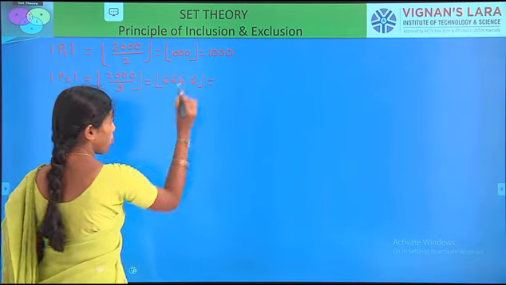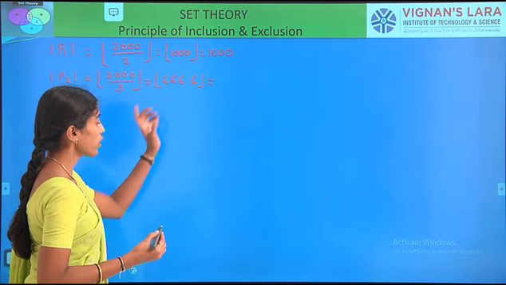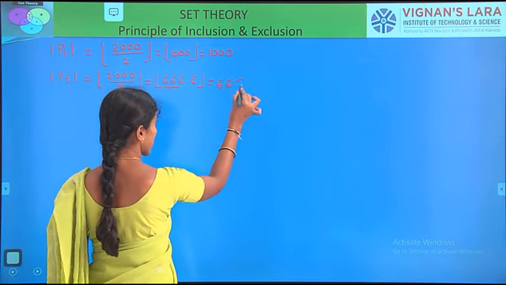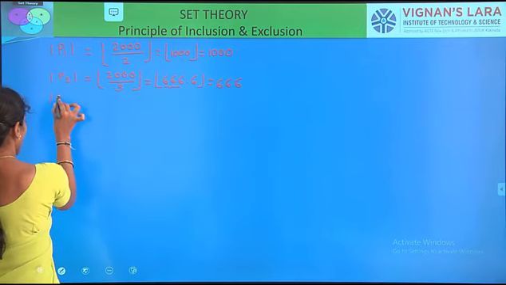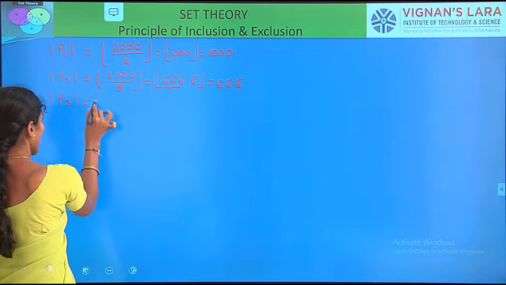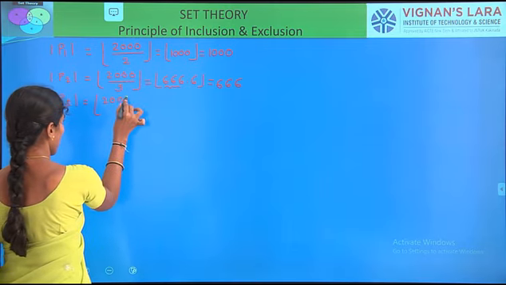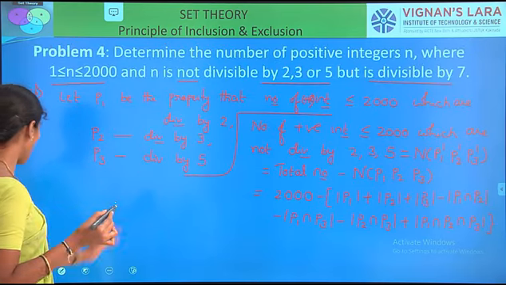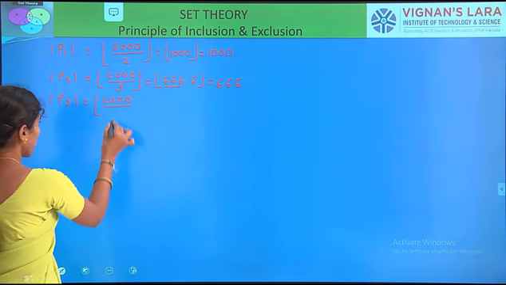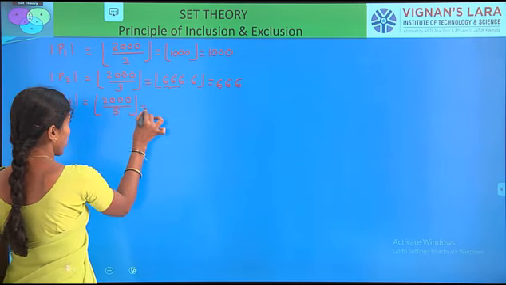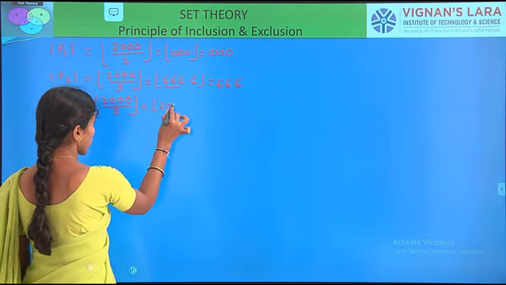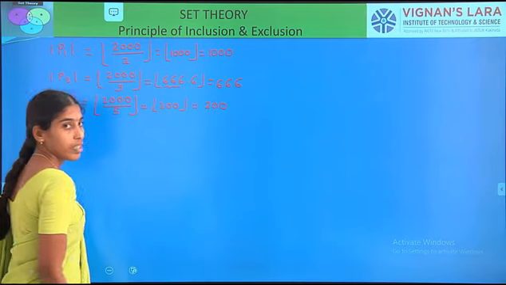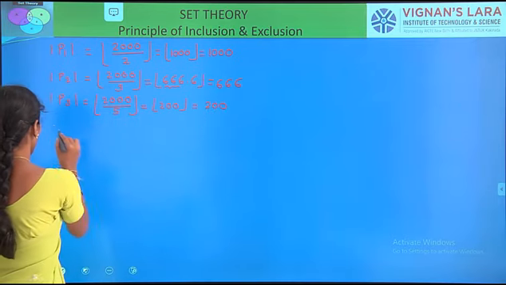666.6. Because it is the floor function, we consider only the integer part. What is this integer part? 666. Similarly, the cardinality of P3. What is the P3 property? Divisible by 5. So the floor function of 2000 by 5 is an integer, and its value is 400.